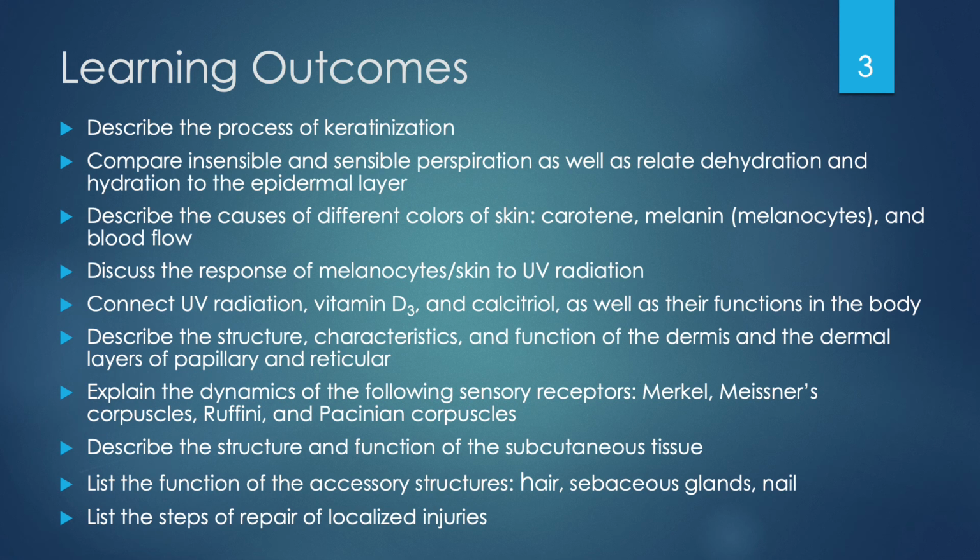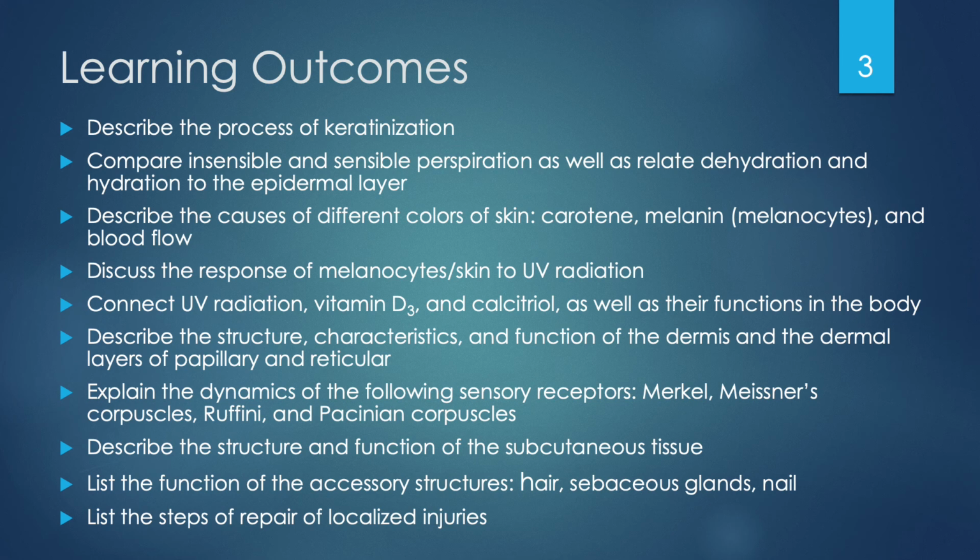Also, you'll be able to describe the process of keratinization, compare insensible and sensible perspiration, and relate that to dehydration and hydration to the epidermal layer. Describe the causes of different colors of skin. That includes things like keratin and the role of melanin and melanocytes and blood flow. Also, you'll be able to discuss the response of melanocytes in our skin to ultraviolet radiation. You'll connect ultraviolet radiation, vitamin D3, and calcitriol, as well as their functions in the body.